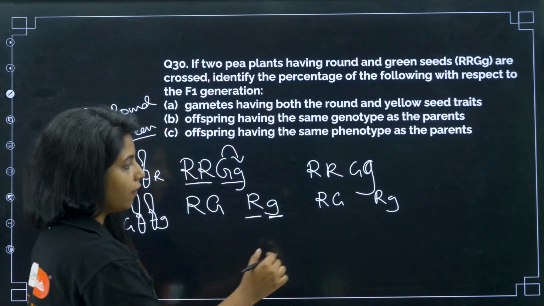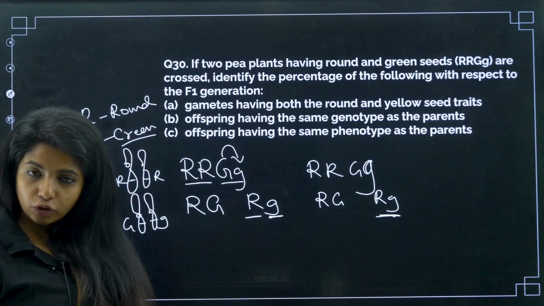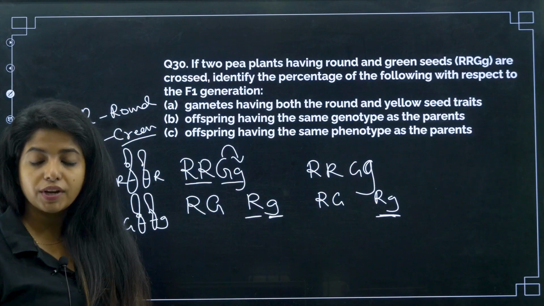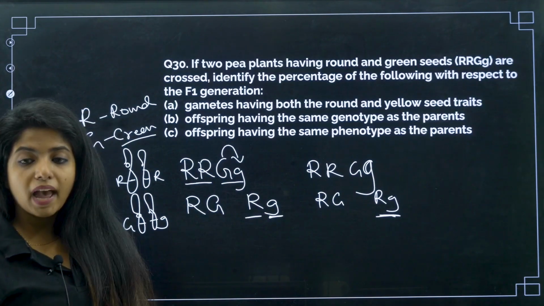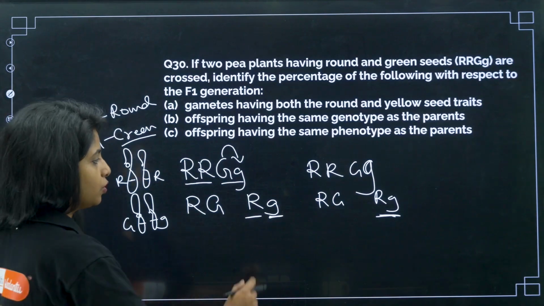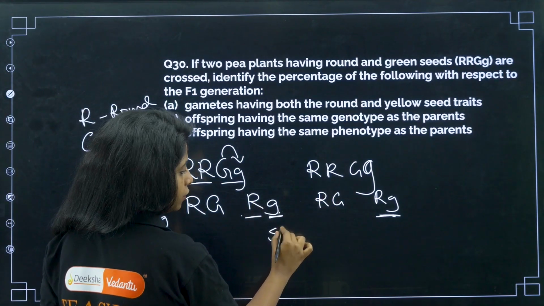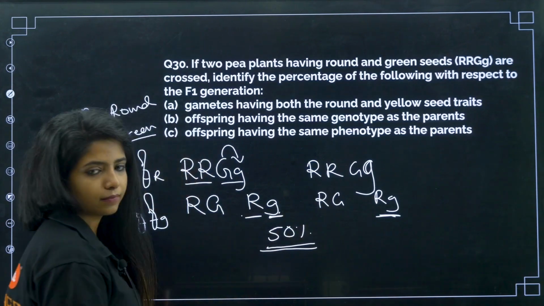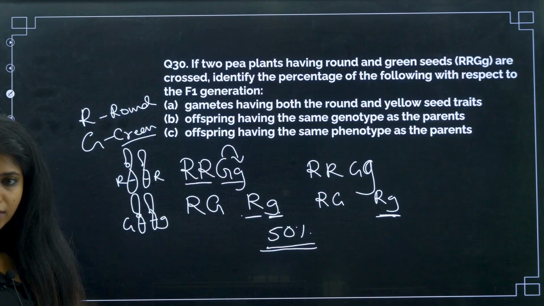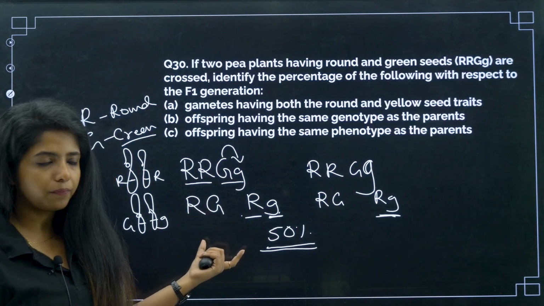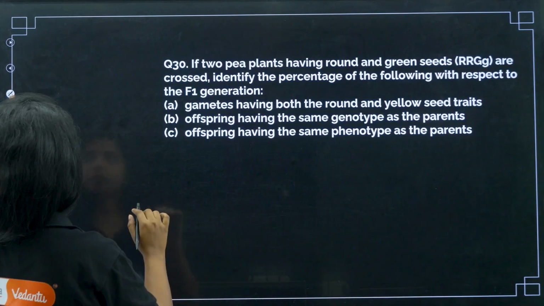So how many gametes do you have like this? If two pea plants having round and green seeds are crossed, identify the percentage of gametes having both round and yellow seed traits. So, you see, there are two. So, can I say 50%? 50% of them will be having round and yellow seed traits. If I am talking about just a parent also, if I am not talking about the next parent that we have over here.